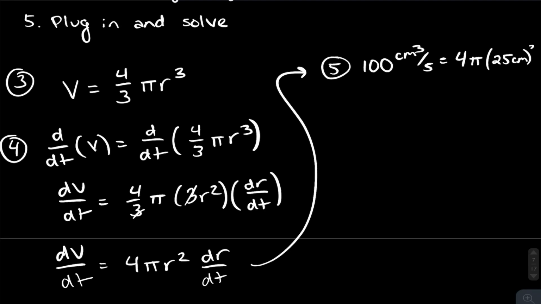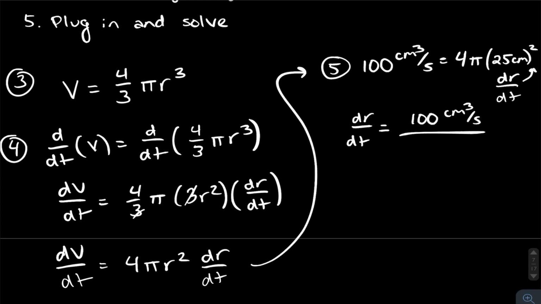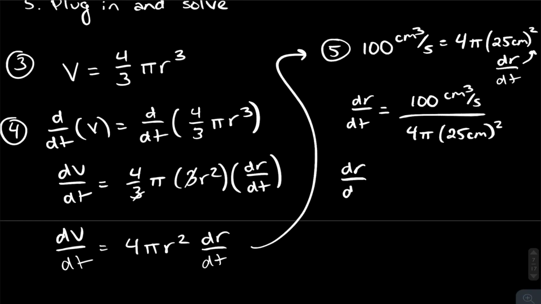Yeah, and this dr/dt is supposed to be multiplied there. When you do it out, you divide over that 4 pi and then the 25 centimeters squared. You get dr/dt is going to be 100 centimeters cubed per second divided by 4 pi times 25 centimeters squared. If you plug that in your calculator, you get that dr/dt is going to give you 0.0127 centimeters per second.